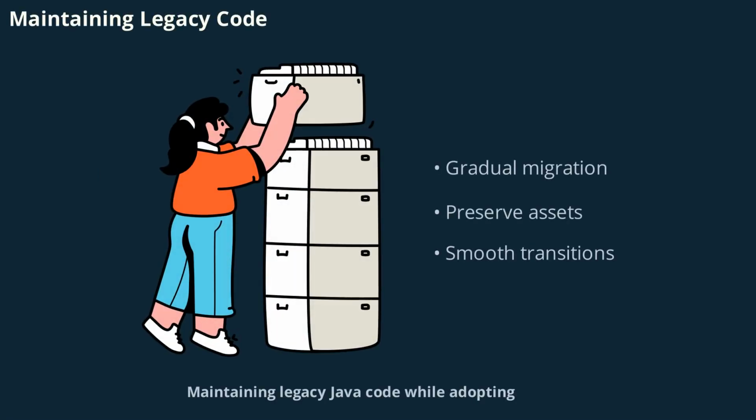Maintaining legacy Java code while adopting Kotlin can be challenging but rewarding. Interoperability allows gradual migration, reducing risk and preserving valuable assets. Careful planning and testing ensure smooth transitions and maintain application stability throughout the process.